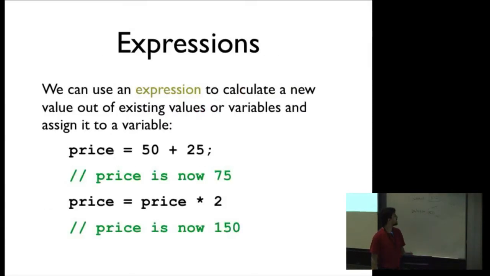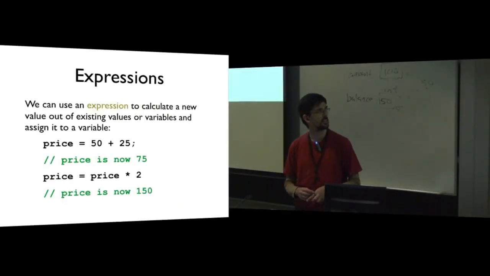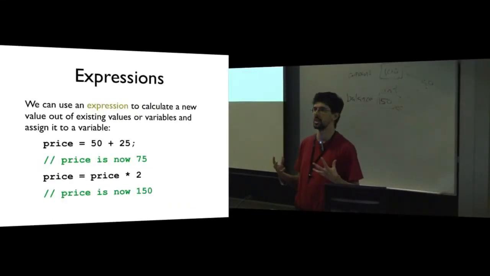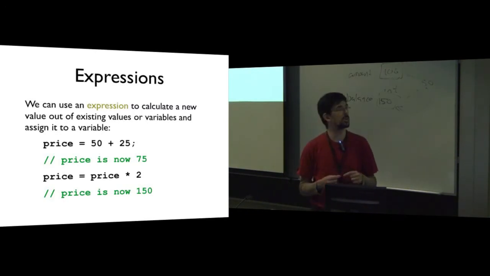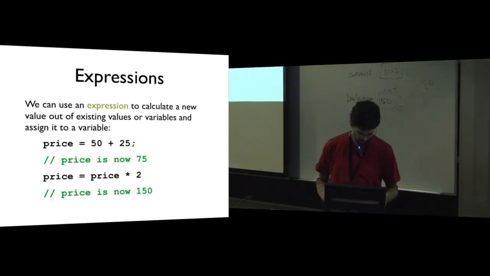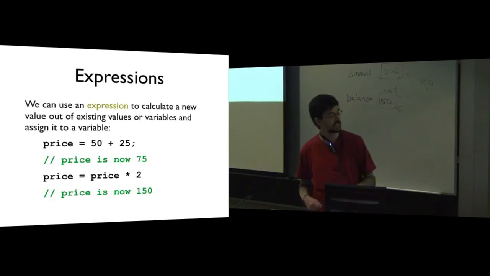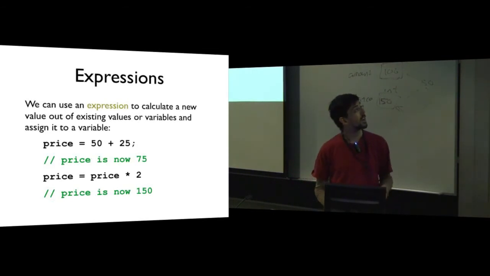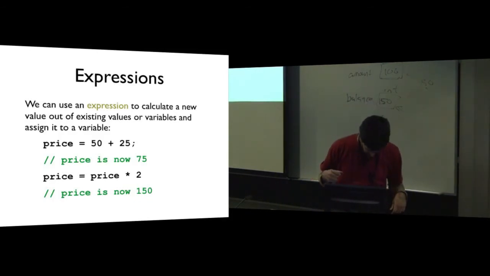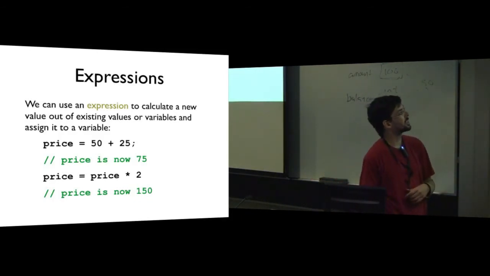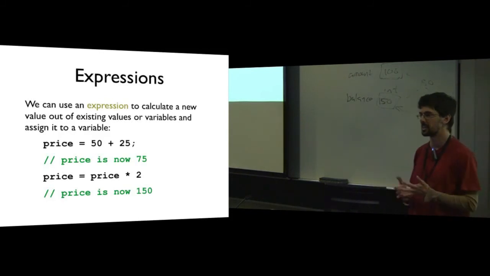Okay, so I gave you the example of computing the new balance based on a couple of existing values. This is what we call expressions, which again is a weird name for it, but I guess it's the one that's been around forever. An expression is basically a formula for calculating a value.